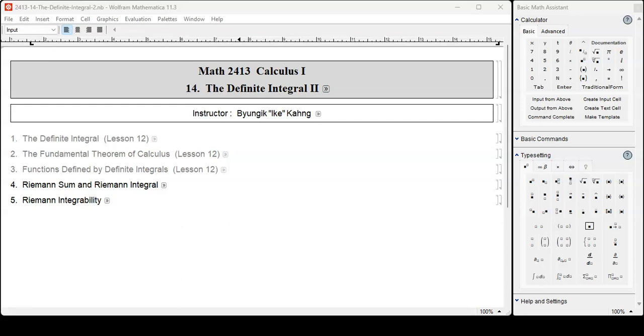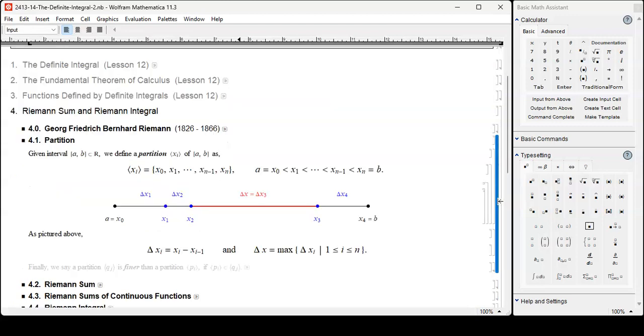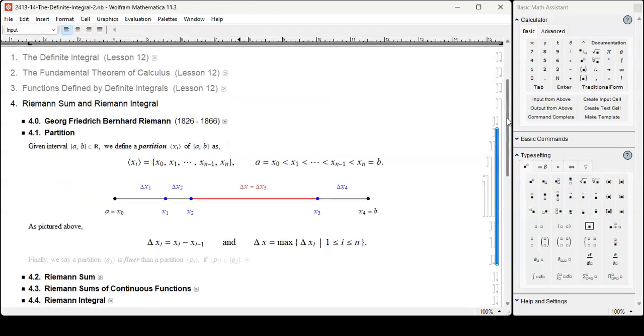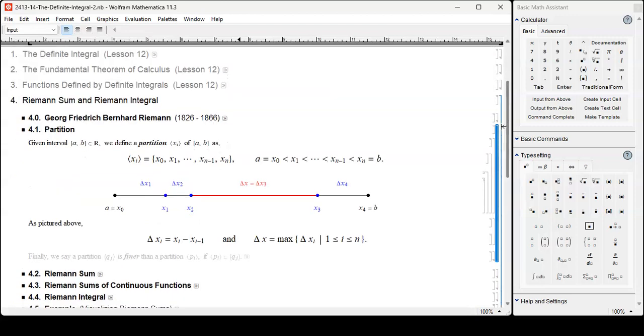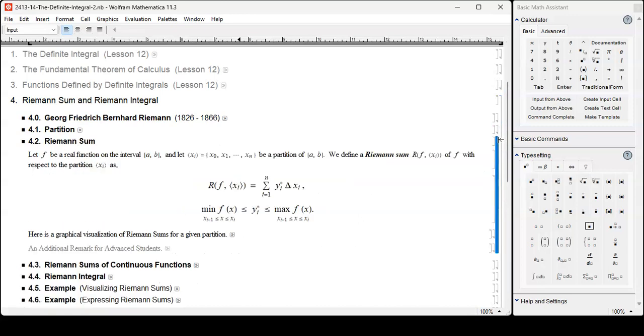Hello students, welcome back. Let us resume our discussion in section 4, Riemann sum and Riemann integral. Previously, we went through the concept of partition, remember this? And then Riemann sum. Remember those?